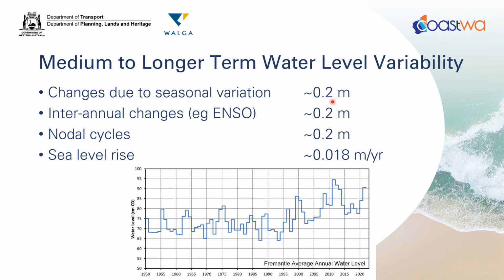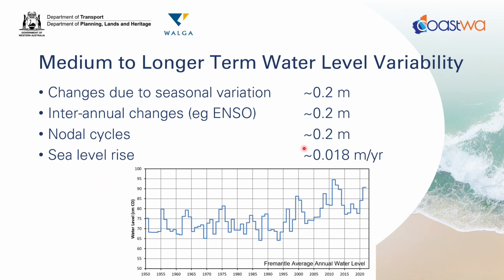The strength of that Leeuwin current can also impact those water levels. So that's where we have these interannual changes as a result of ENSO, for instance, which can also have an additional 0.2 of a metre change in the total water level.